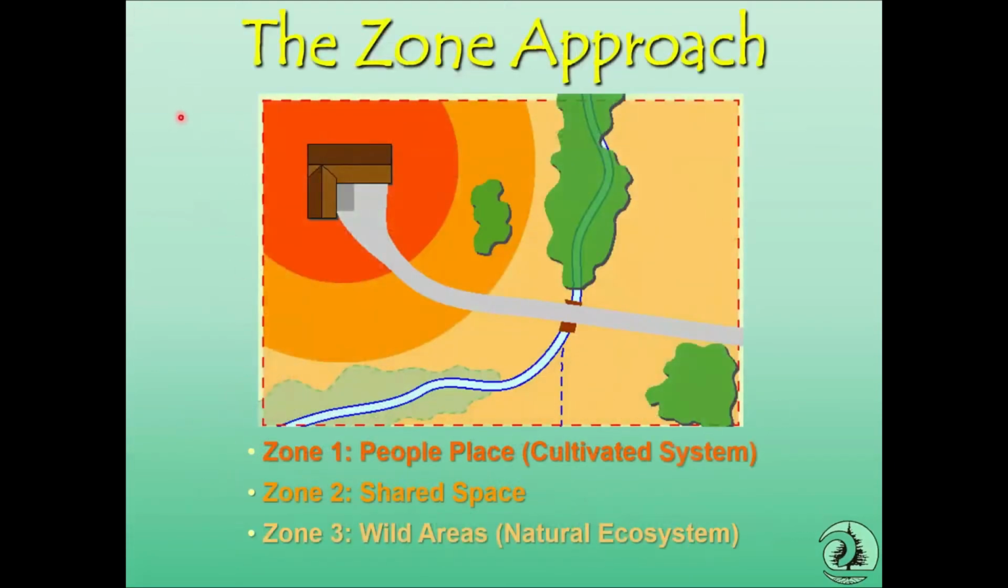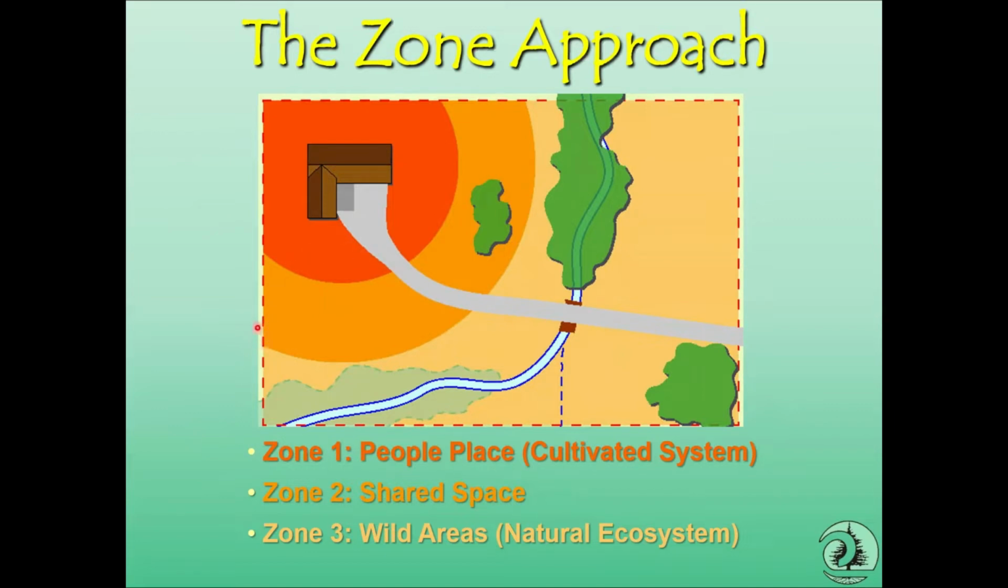And I'm just going to show this slide again. This is just a really great way to look at your landscape, the zone approach. You've got the high traffic area right here where your hose can reach, where your food garden can be in zone 1 or 2, and it's your people place, your cultivated systems, or you can do your annual flowering baskets, your fuchsia baskets, because this is where you're going to be watering the most.